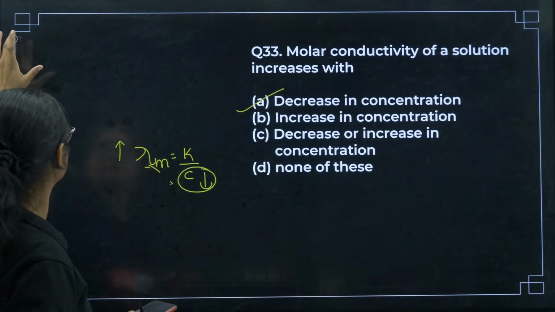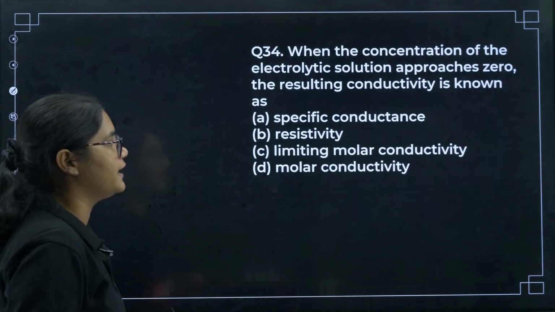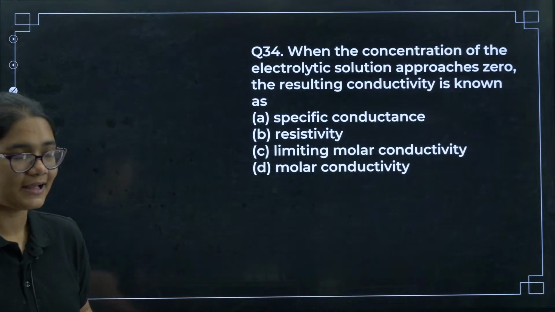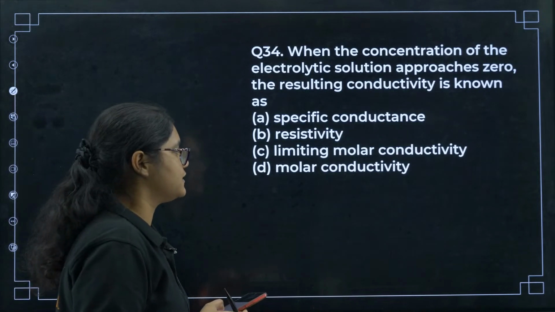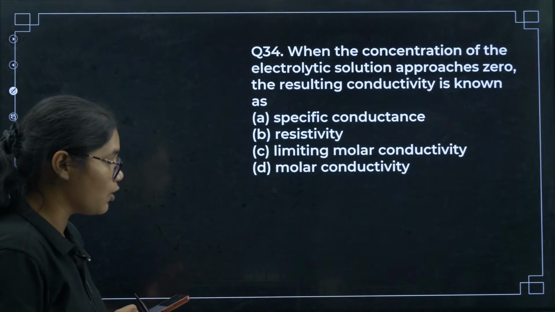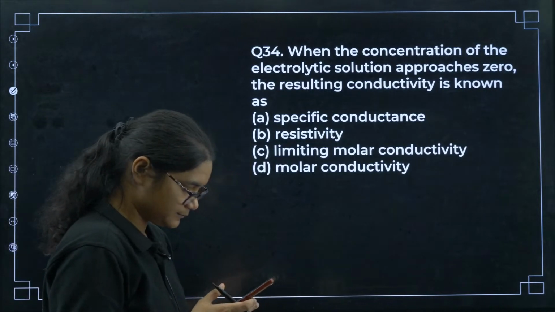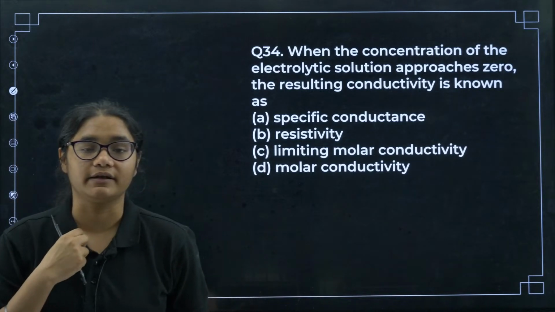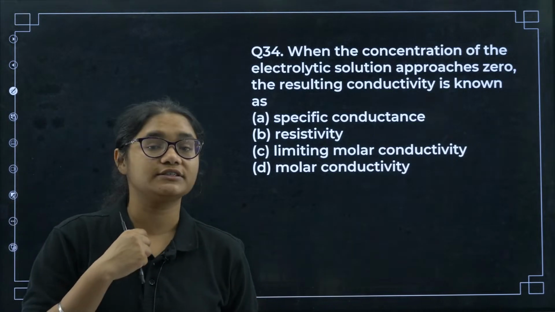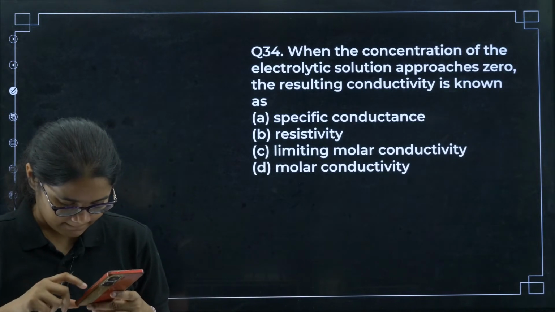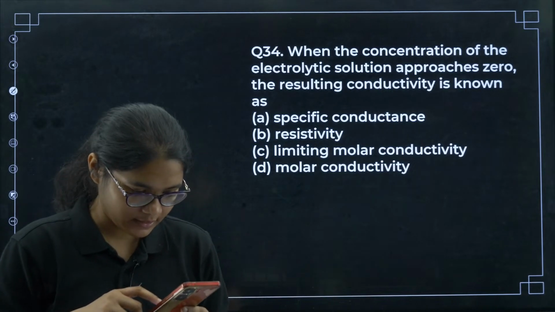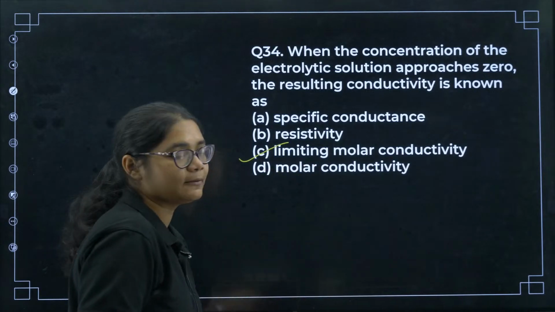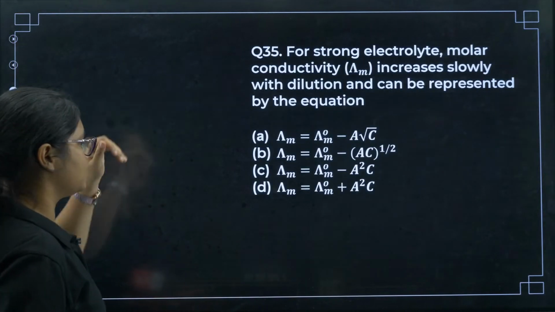Next, question number 34. When the concentration of the electrolytic solution approaches 0, the resulting conductivity is known as specific conductance, resistivity, limiting molar conductivity or molar conductivity. What is the term used for the molar conductivity when the concentration approaches 0? Yes, Pratiksha, very good. Yes, 34C, Uday, Ananya, you are correct. It is limiting molar conductivity. This is a very term-based question.